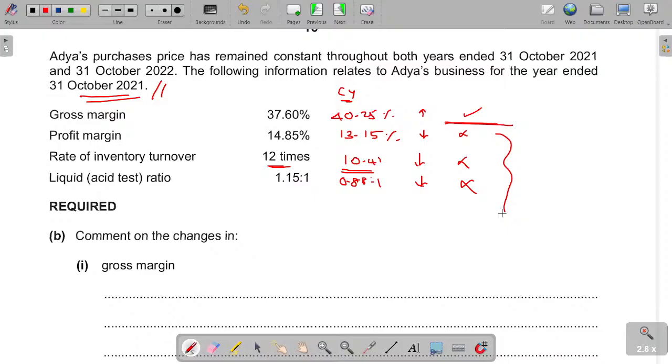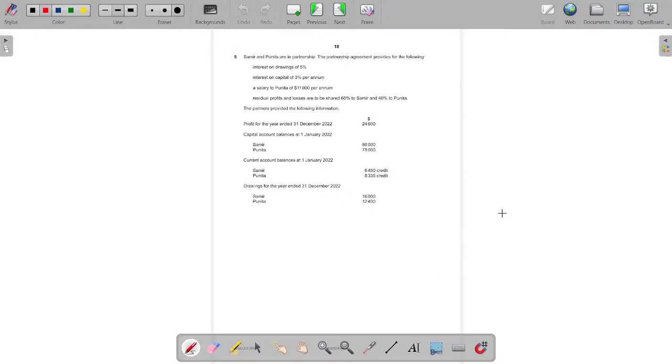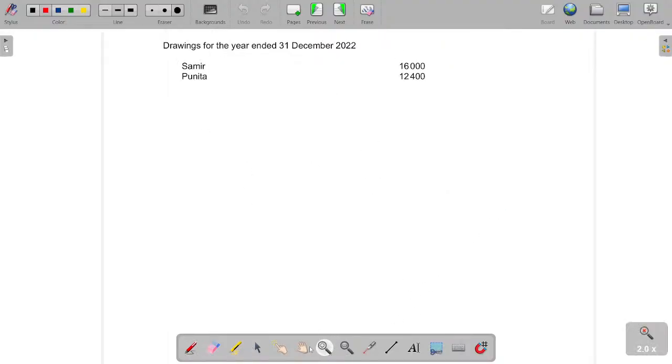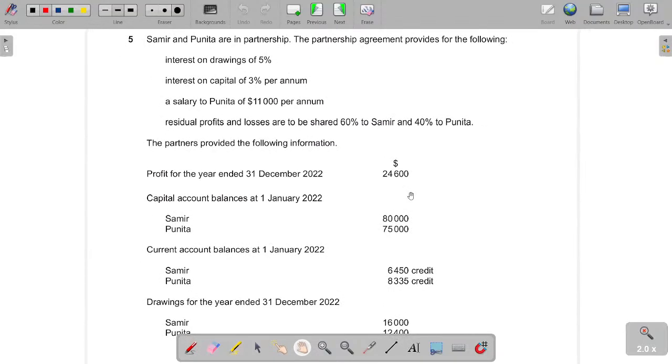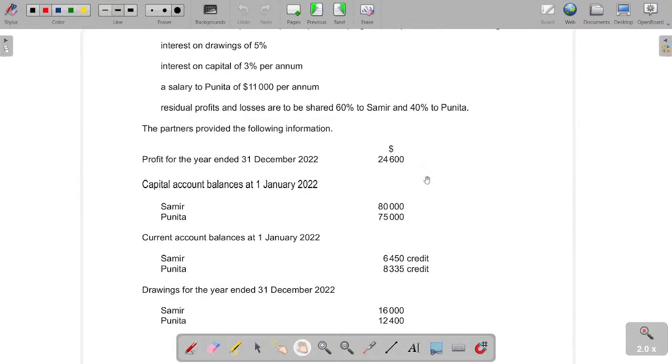Now let's move on to the next question, question number 5A. Samir and Punita are in partnership. The partnership agreement provides the following: interest on drawings 5%, interest on capital 3%, and Punita gets a salary of 11,000. Samir and Punita share their profits and losses in the ratio of 60:40. This is the information. From there, you have to prepare the appropriation account.